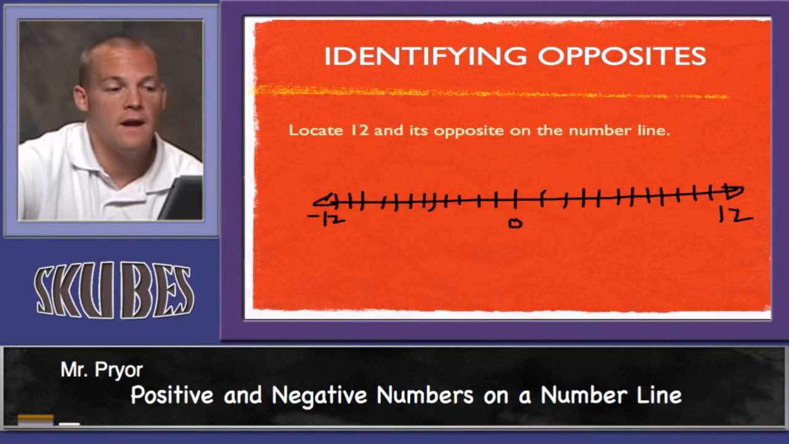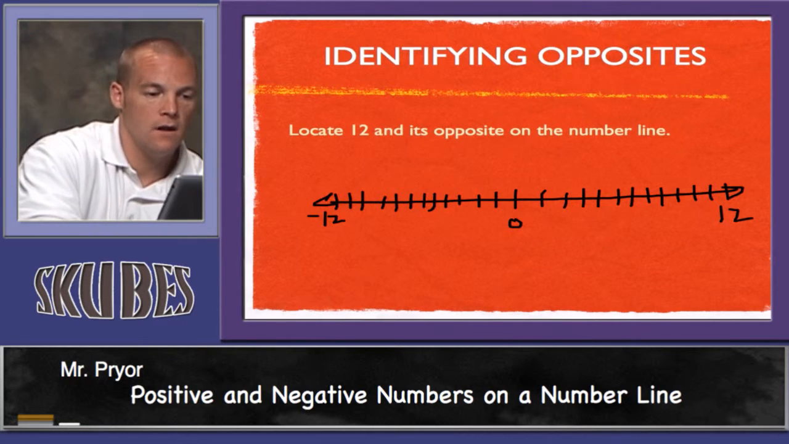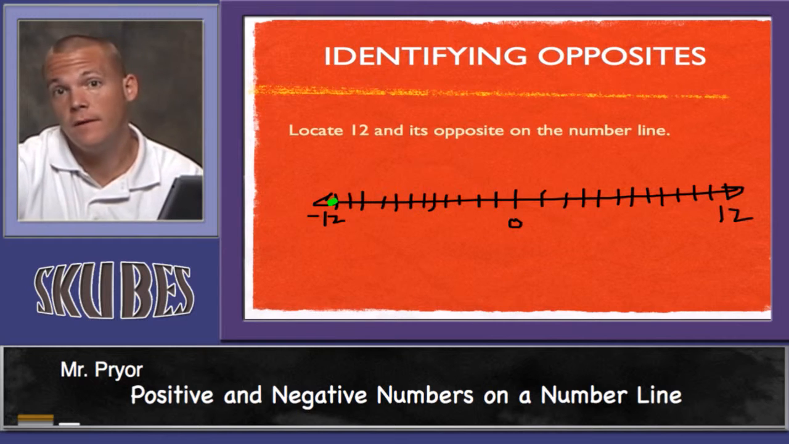So identifying the opposite would simply mean to mark that on your number line. So -12 would be our opposite of +12.